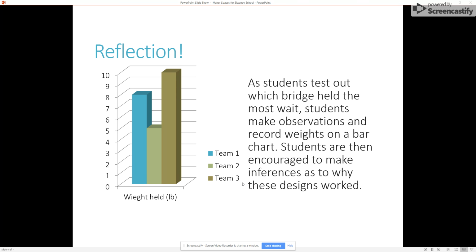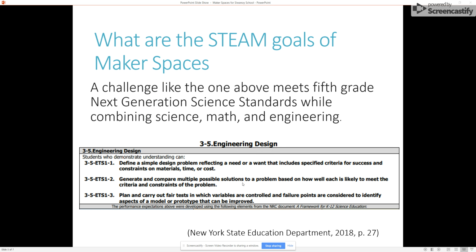Okay, so now you know that Team 3 had probably the most successful bridge. What do you think that they did well? And could you see using this in the future? Team 3, how might you improve your own design? And then they go back to work again.